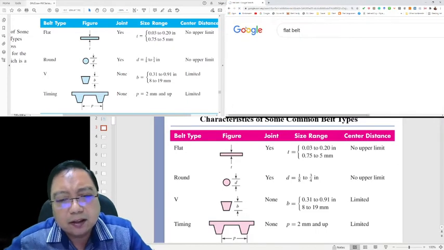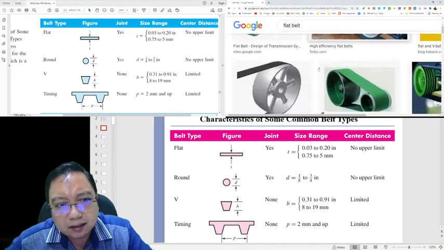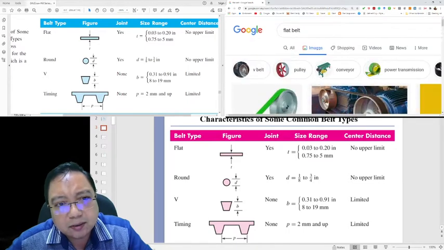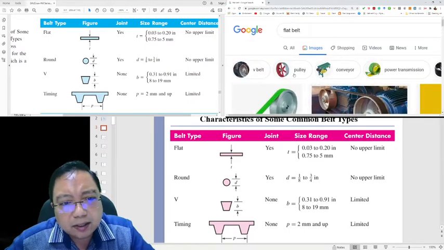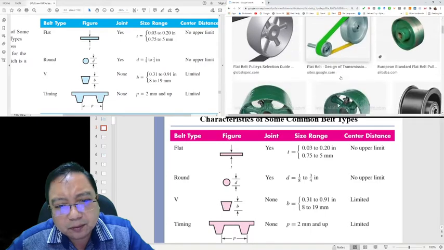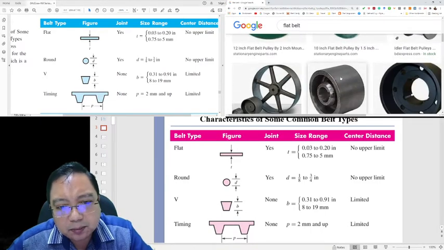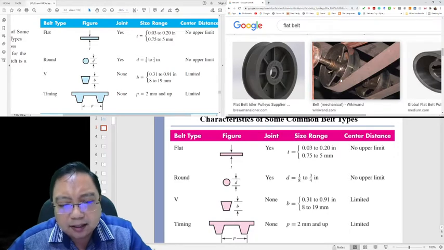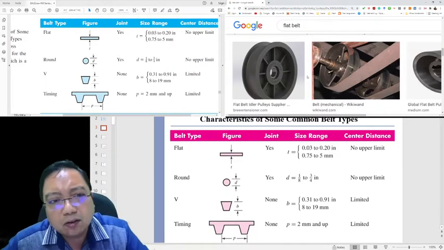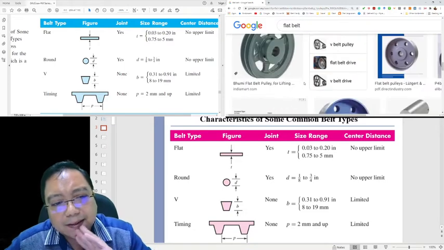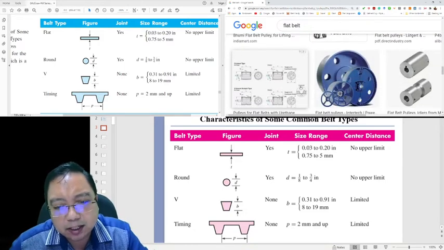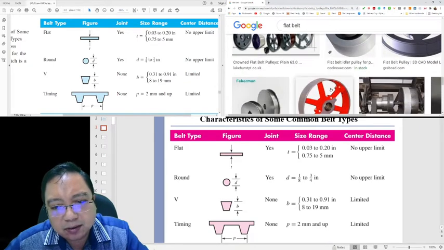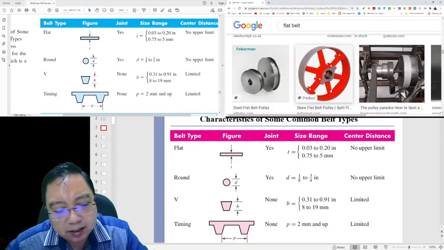About the flat drive, can it be as long as possible? Maybe. You can see the pulley here. It can be as long as possible. You can see gantry and everything. They have a pulley, and the pulley can be long. The pulley, gantry and everything can be as long as you desire. It has no limitation on the length.